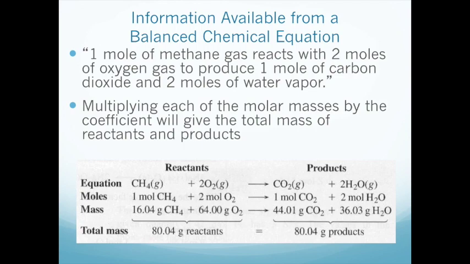If you multiply each of the molar masses by the coefficient, this will give the total mass of reactants and products. So in this case, you have 1 mole of methane and 2 moles of oxygen. 1 mole of methane weighs 16.04 grams because carbon weighs 12.01 and hydrogen weighs a little more than 1.01, and there are 4 of them. And then 2 moles of oxygen gas weigh 64 grams because each O2 molecule weighs 32. Therefore, the total mass of reactants is 80.04 grams.